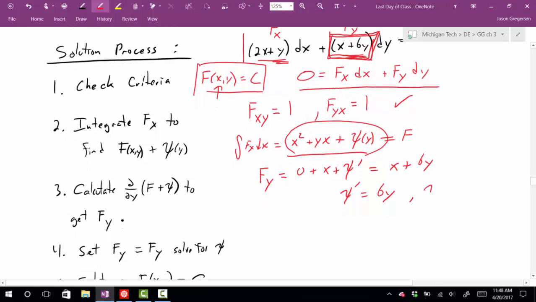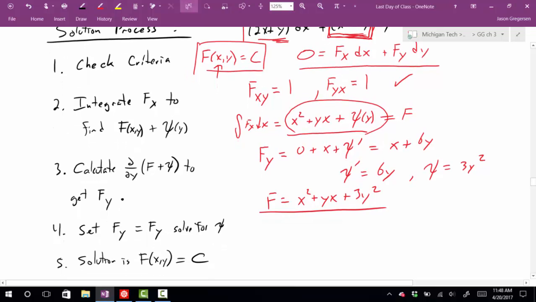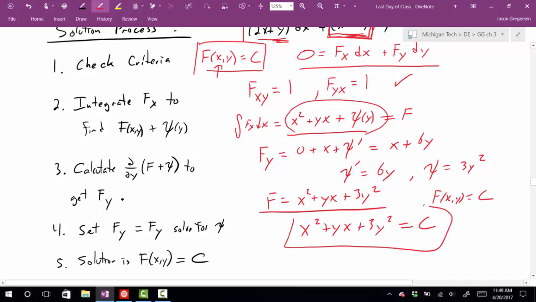Now I can find out what psi is by integration. Psi must be 3y squared. So it looks like my function is x squared plus y times x plus 3y squared. Is this my solution? No. That's what my function is. My solution is x squared plus y times x plus 3y squared equals a constant. My solution is f of x, y equals c. This is my solution.